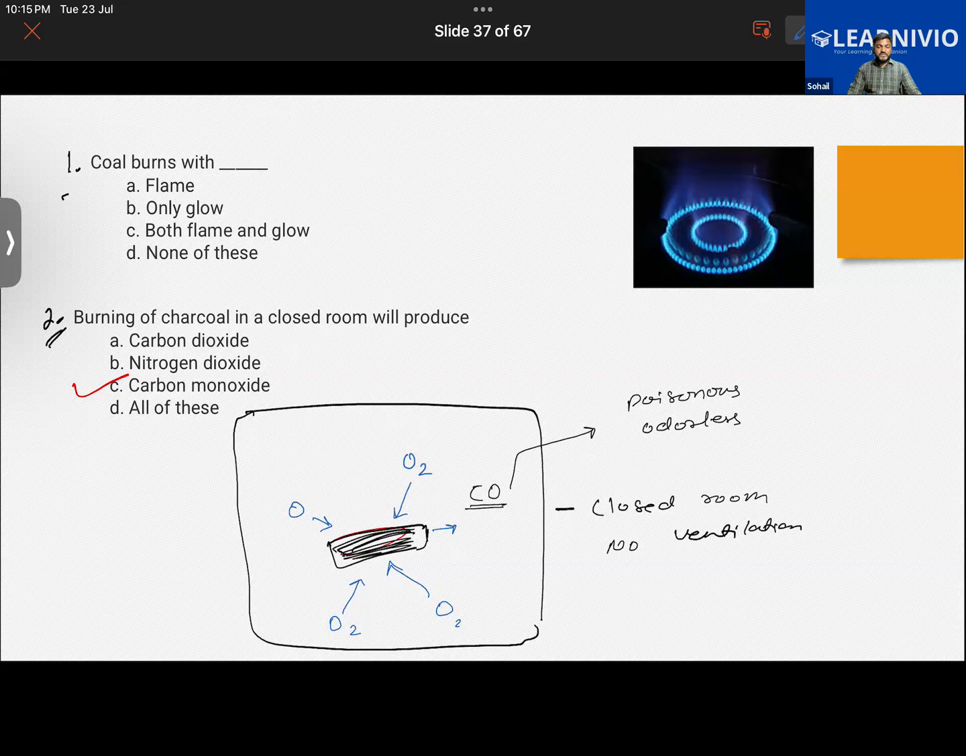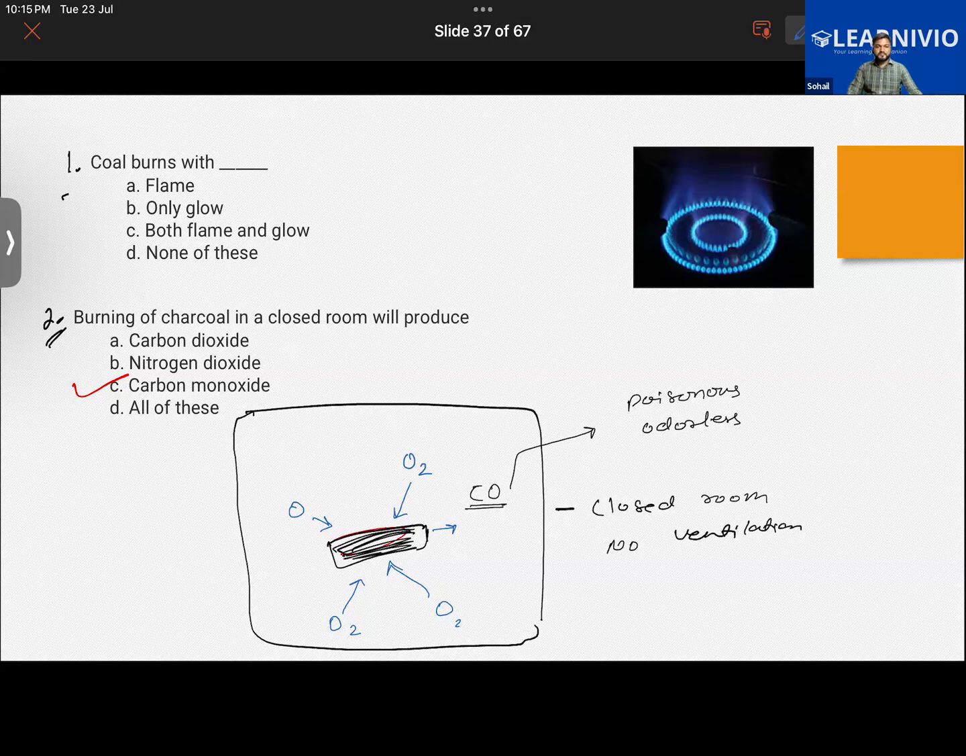When the fuel does not burn properly, when partial combustion takes place, what kind of flame will it give? Blue flame or yellow flame? Yellow flame. Very good. So the color of the flame indicates the type of combustion the substance is undergoing. So that is one basic thing.